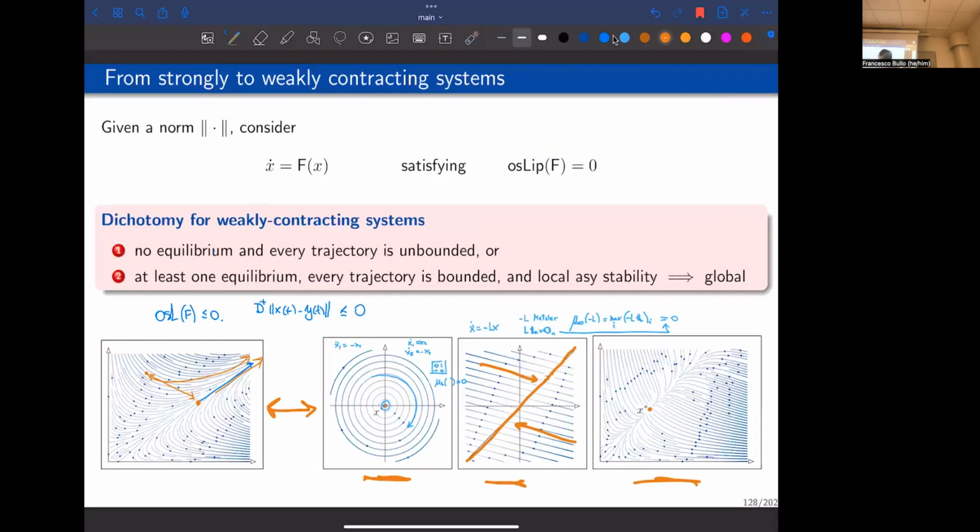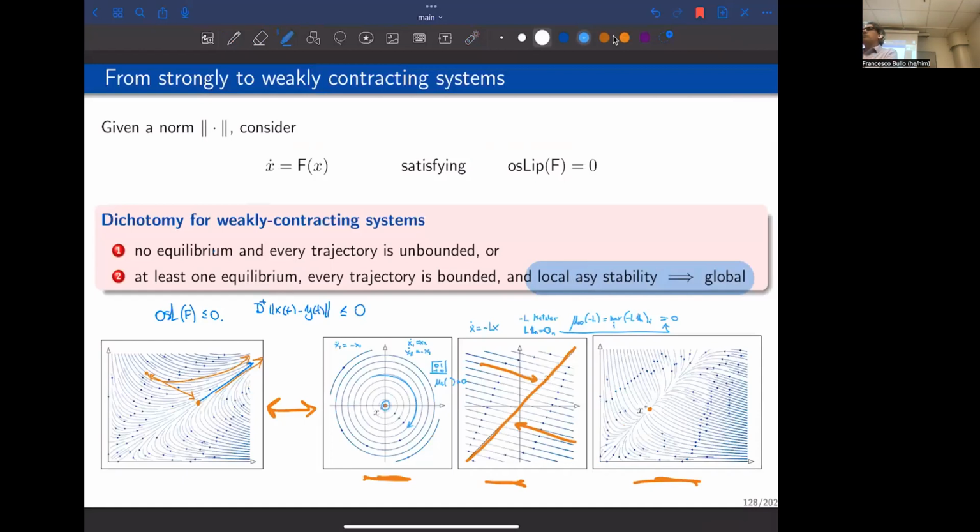There's at least one equilibrium, every trajectory is bounded, and one more property that I have not yet said. Basically in this area, the name of the game, what is the problem? After you have understood this dichotomy, you say, if everything goes to infinity, not all that interesting, but fine, it goes to infinity. But if I have an equilibrium, the next question is, when is it true that that equilibrium is globally attractive?